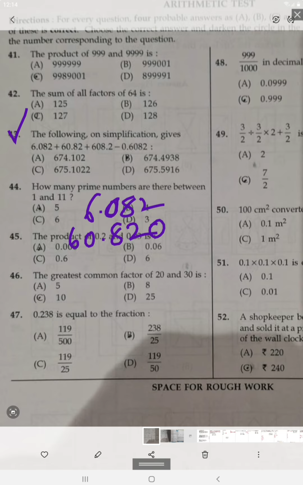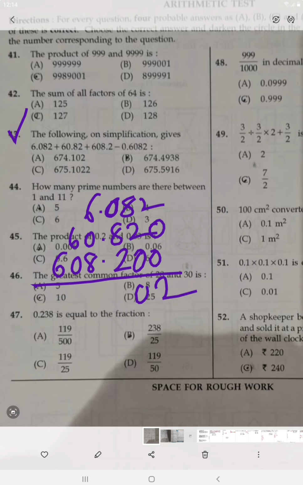Again 608.2. Here also you can put 00. Let us add: 2, 8 plus 2, 10, and here 8 plus 2, 10 plus 1, 11. So 8 plus 6, 14 plus 1, 15, and here 6 plus 1 is 7. And the last number is this one, we have to subtract.